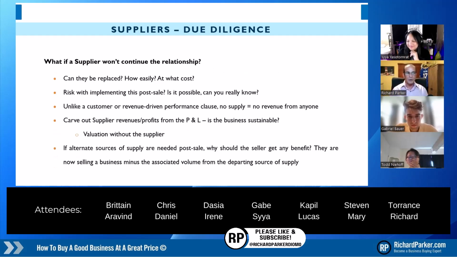So here's a couple things. What if a supplier won't continue the relationship? Well, can they be replaced? How easily and at what cost? Unless it's something that's uber exclusive, you may have to find a second source of supply. You want to determine the risk of implementing this post-sale.